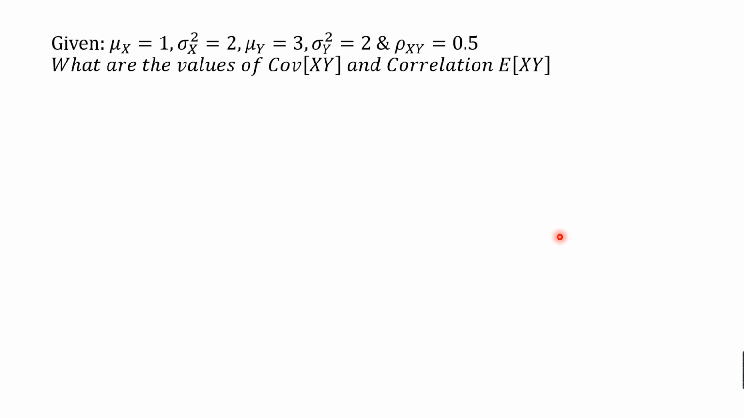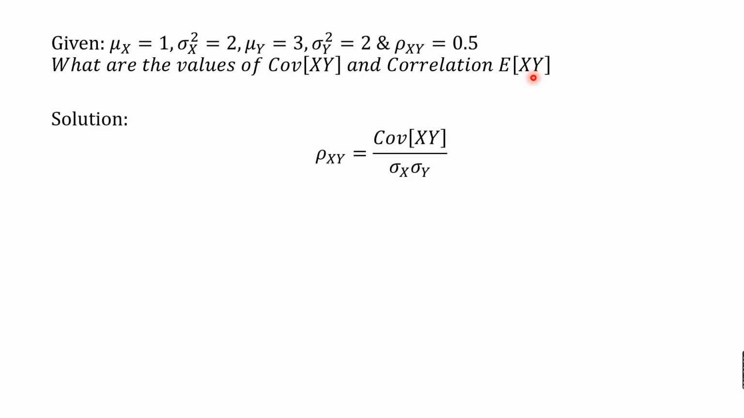Alright, here mu of x, the mean of x is given, its variance is given, the mean of y is given, the variance of y is given, and the correlation coefficient, that is 0.5, is given here. They have asked us to calculate covariance xy and correlation of xy.